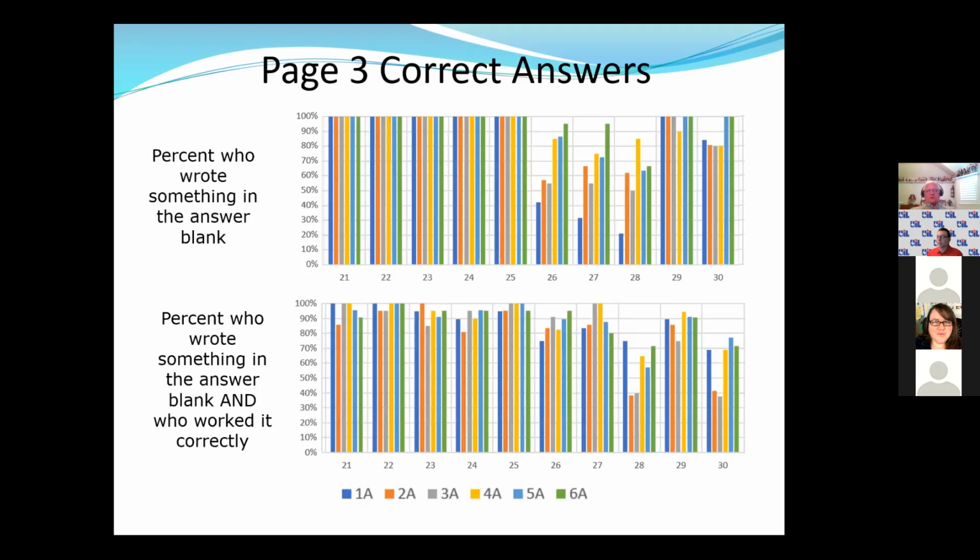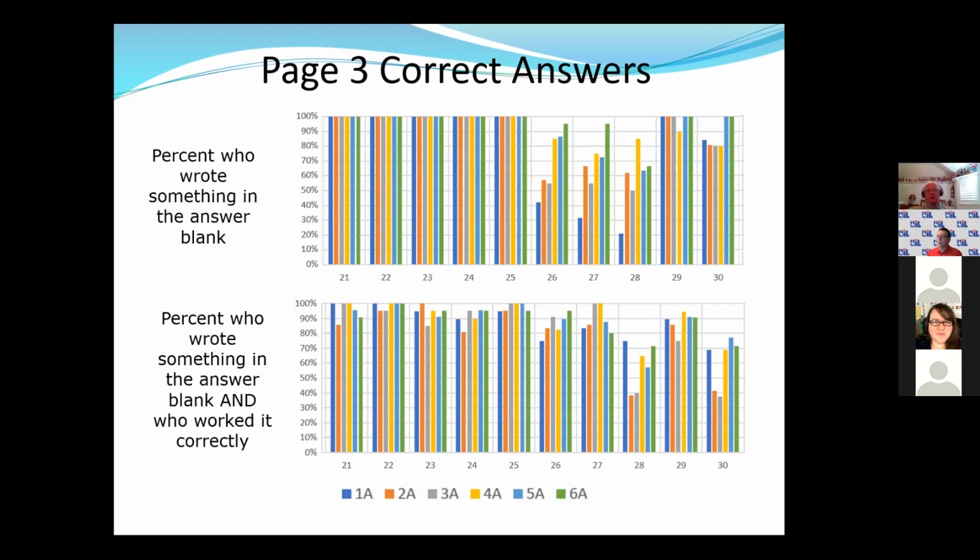Going to page 3, again everybody tried to work those first 5 crunchers. 100% of the people worked 100% of the problems. Then when we got to 26, 27, 28, there were fewer people that tried to work it. But if you look down at the bottom, for 26 and 27 particularly, most of the people who tried to work it got it right. On problem 26, it looks like maybe 55 or 60% of the people tried to work it, but about 85% of those who tried got it right.